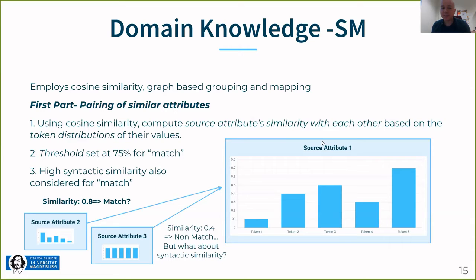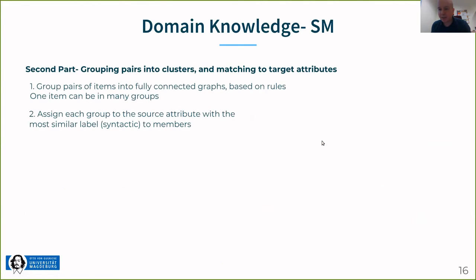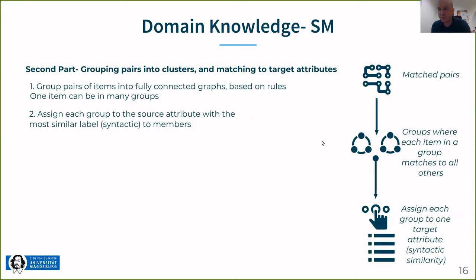We also did syntactic similarity when the items were not deemed to be matched based on their instance-based values. After this step, we basically have a list of paired source attributes, and we would want to have them in groups such that we can say uniquely that all the source attributes in this group match to this target attribute.